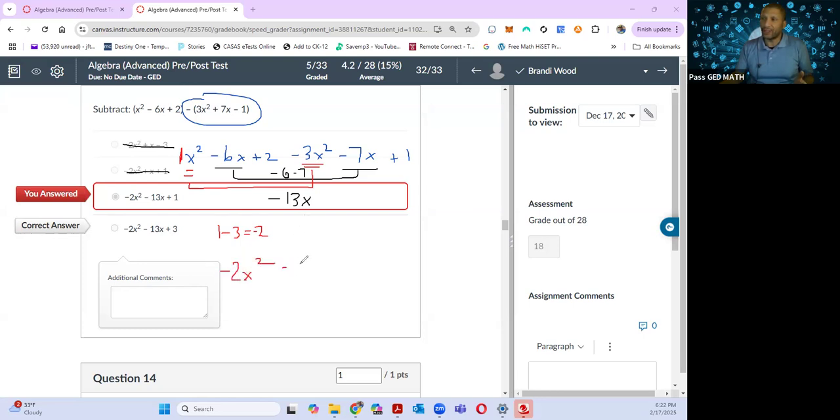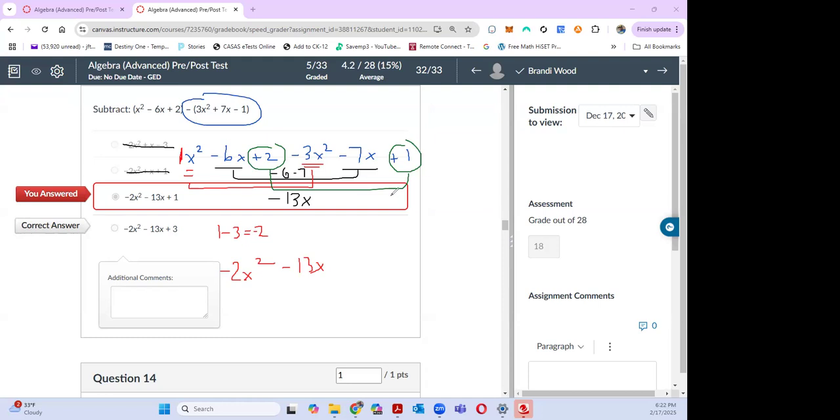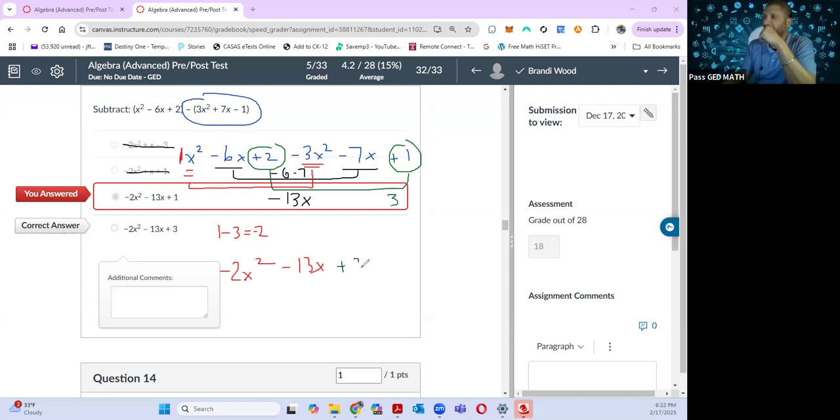We're going to bring down that minus 13x. So now we know the first two terms. Those last two answers have both the same two terms. So now we just got to combine the last two terms. I'm going to change my color again. I'm going to green. We have a plus 2 and a plus 1. So what's 2 plus 1? 3. So that's our final term. We combine those two like terms. So our final answer is minus 2x squared minus 13x, not plus 1, but plus 3.